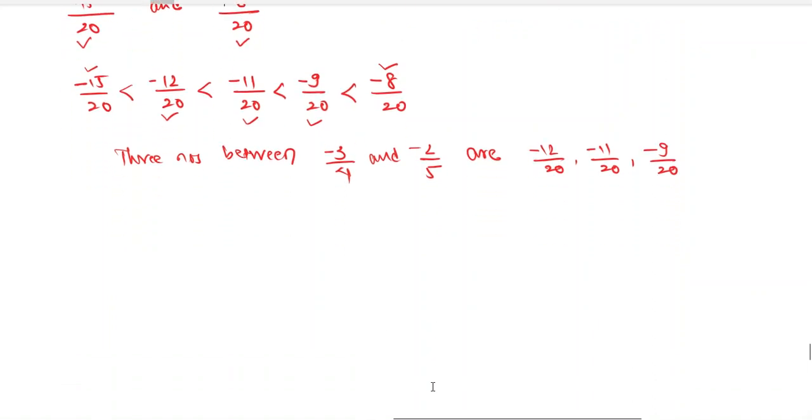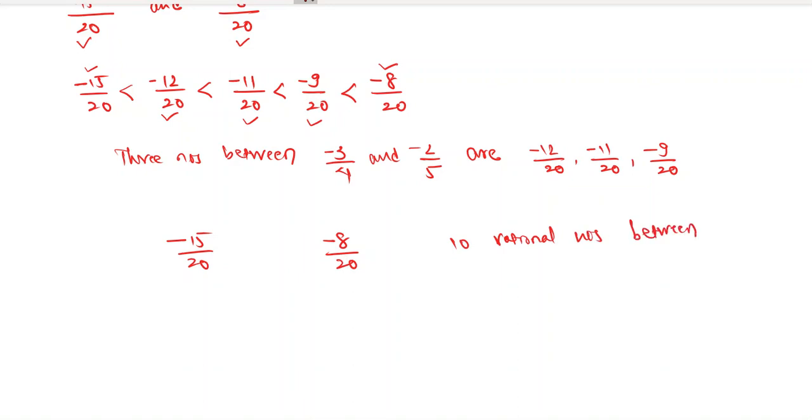Okay, so suppose we have our numbers minus 15 by 20 and minus 8 by 20, and we have to find 10 rational numbers between them. So there is one more method. What you do is you multiply the numerator and denominator by 10. Possible. You can multiply numerator and denominator by the same number. The value of the number does not change. So it will become minus 150 by 200 and minus 80 by 200.